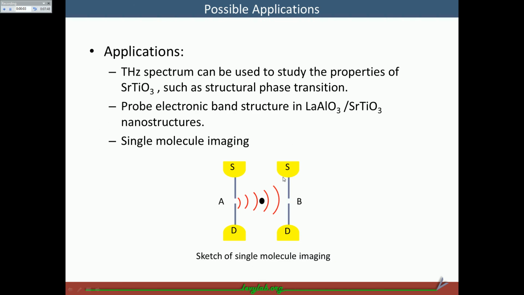For possible applications in the future, the tailored spectrum can be used to study the properties of the XPO, such as structural phase transitions, and can also probe the electronic mass structure in LAO/STO nanostructures, and maybe be used for single molecule imaging.